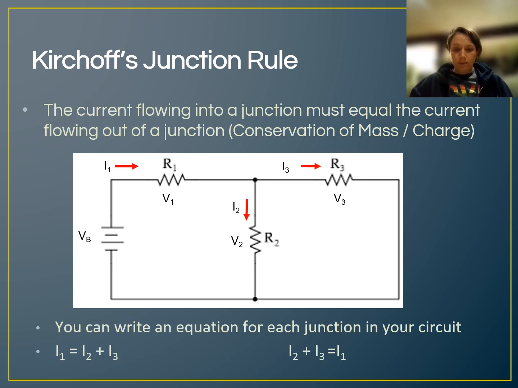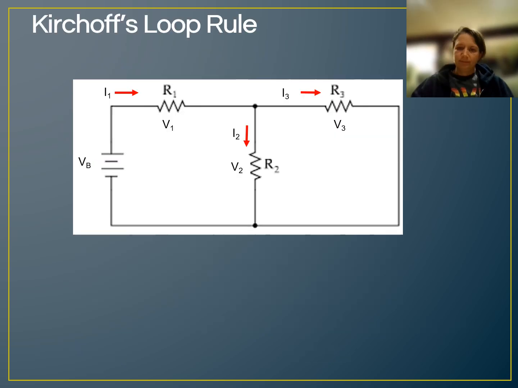On that top junction, we know that I1 must equal I2 plus I3, because the way we've drawn current, I1 is going in and I2 and I3 are coming out. Then we could write an equation for the other junction as well that would say I2 and I3 are coming in and I1 is going out. Those equations are the same as each other, but sometimes you might have a more complicated series of junctions.